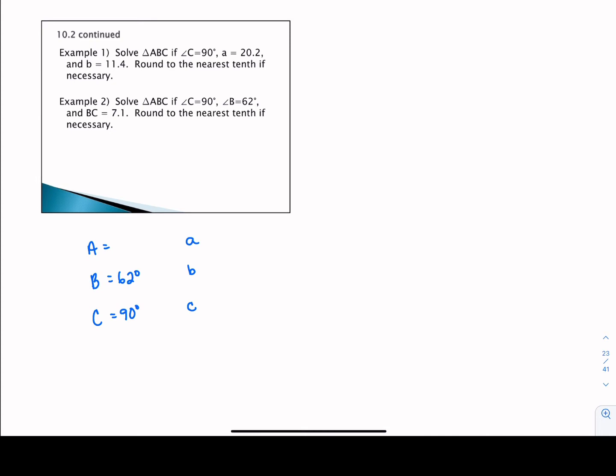In this case, they're not labeling the side lengths the way we traditionally would. So this is where a picture comes in really handy. If we were to sketch this triangle, and again, it may not be to scale the way I'm sketching it, but that's okay. We just need to make sure our labels are in the appropriate spots. So we have a 90-degree angle measuring with angle C. We have 62 degrees as your measurement for angle B, and we have side BC measuring 7.1 units.